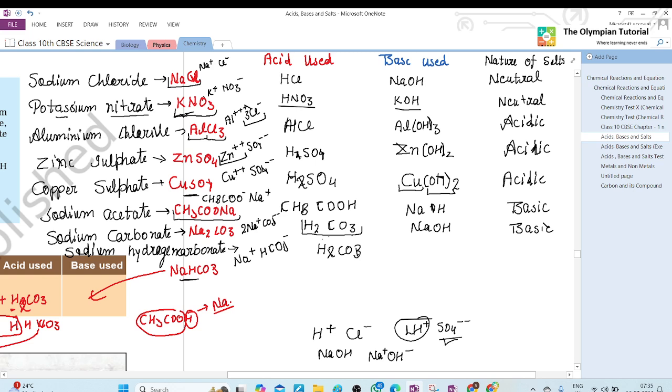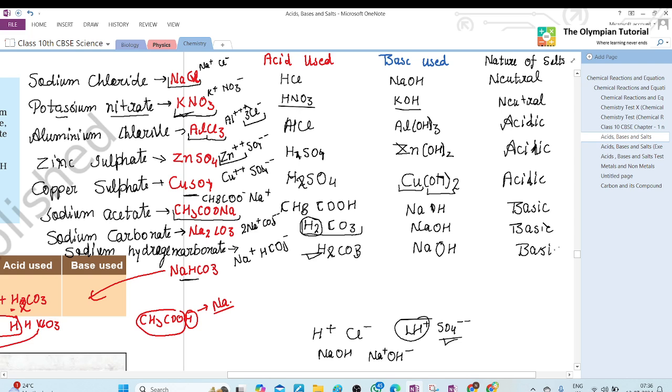The only difference is that in sodium carbonate both hydrogen ions are replaced, and here only one. Okay. And the base used here? NaOH. Very good. And its characteristic? Ma'am, basic.